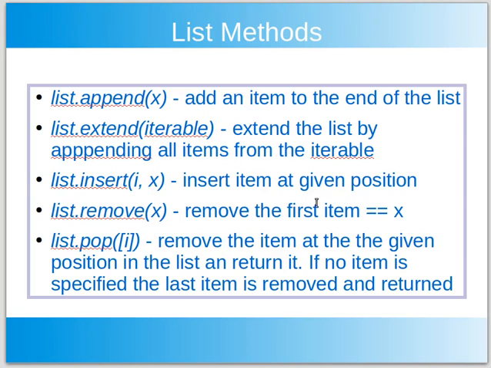List.remove x, remove the first item that's equal to x. So whatever you pass in, the first encounter that you find, that one's going to be the one removed. So if you have duplicates, whichever one's the first one, that would be the only one that gets removed.